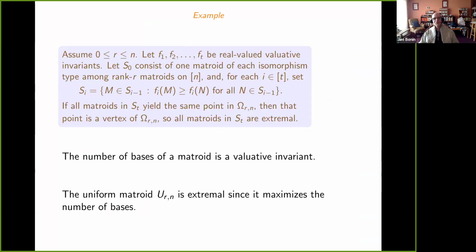So to give some examples of this, this is an example that Alex and Luis had in their paper. The number of bases, of course, is a valuative invariant. So what maximizes the number of bases? Well, uniform matroids. So uniform matroids are extremal.